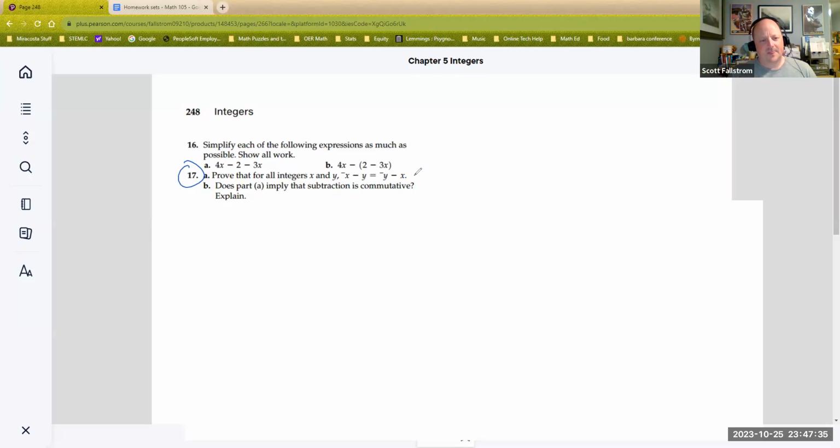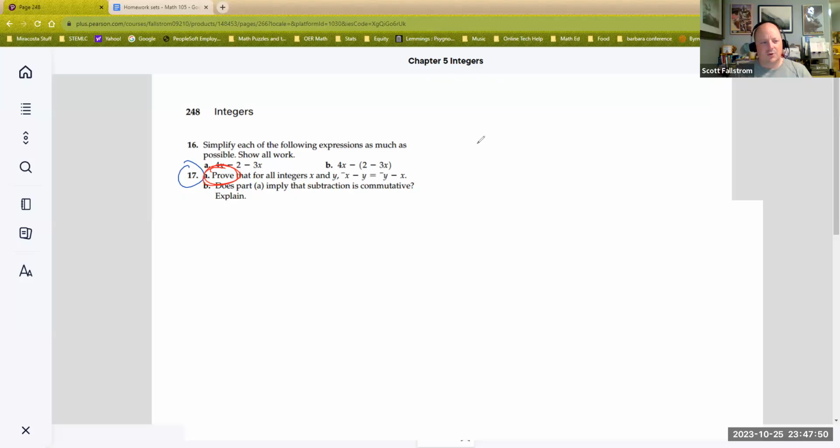Something similar to this. So the first part says prove something. So I want to prove something. Again, that's guaranteeing it has to be true for all the numbers. So I'm going to use just the definitions. There's actually a couple ways to prove this one. So I'll prove it one way and then I'll prove it another way.